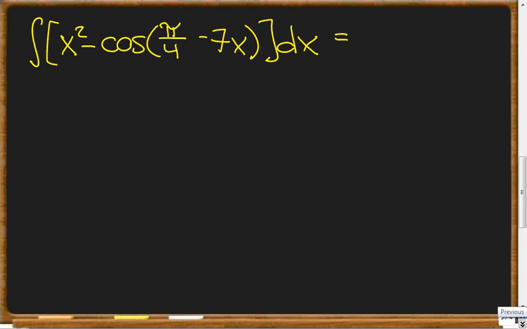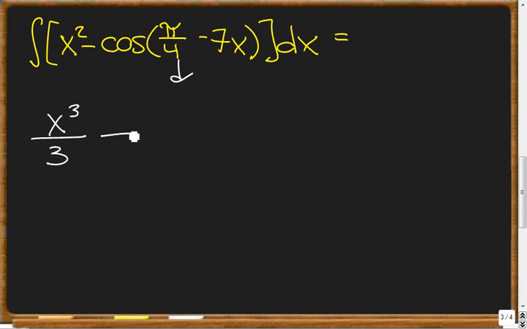Well, let's look at maybe a little bit more complicated one. We're going to take the integral of x squared minus cosine of pi over 4 minus 7x. So we're going to deal with these separately. Well, the integral of x squared, we're going to have x cubed divided by 3. And then we're going to deal with the rest of this piece by piece. So don't do too much at once.